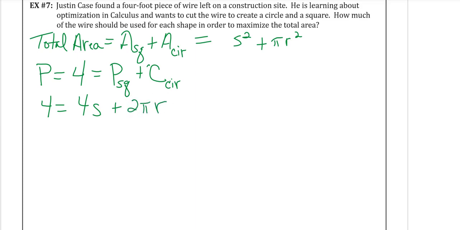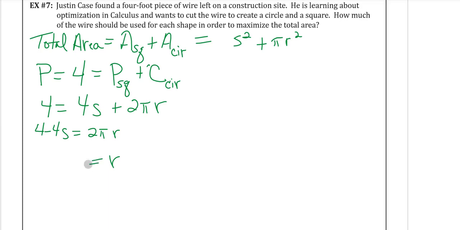Okay, so now we have two variables. We want to get rid of one of them. It doesn't matter which one you get rid of. I'm going to get rid of r. So I'm going to do 4 minus 4s equals 2 pi r.